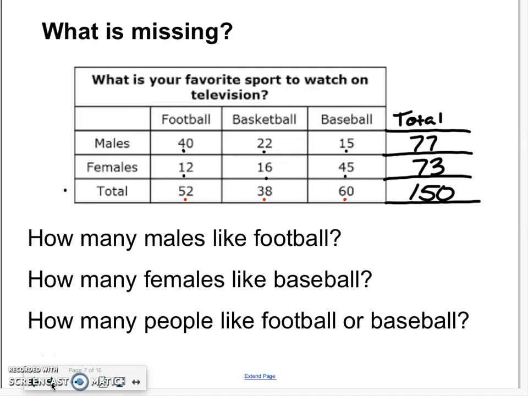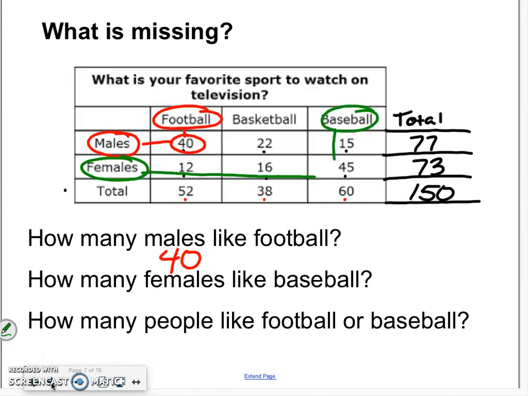Now it asks us how many males like football. We're just looking for males and football. Find where they intersect. We're at 40. How many females like baseball? So females, baseball, find where they intersect. And we have 45.